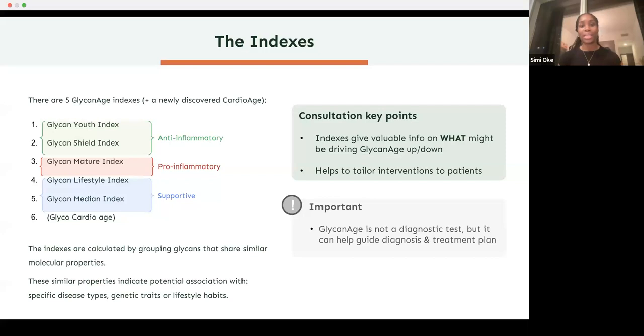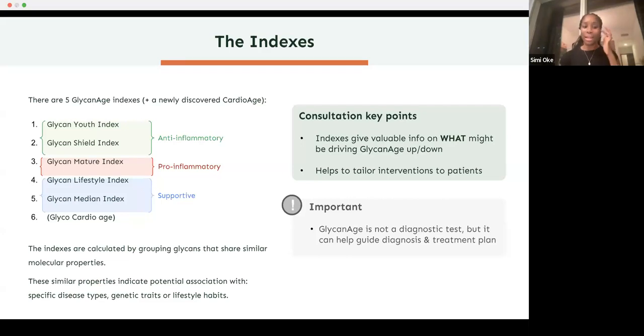So as I mentioned, the GlycanAge is broken down into different indexes, and there are 5 of them. We have Glycan Youth and Glycan Shield. These 2 indexes are indicative of anti-inflammation. When we have glycans on our IgG antibodies, they change in accordance with the inflammation occurring in our body, and they're both effectors and signs of inflammation. So the Glycan Youth and the Glycan Shield represent the level of glycans you have that are associated with anti-inflammation. The Glycan Mature is pro-inflammatory. So if people have a lot of this, it tends to suggest that they might be in an inflammatory state.